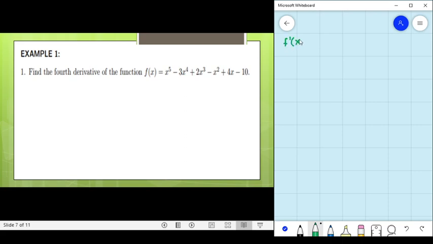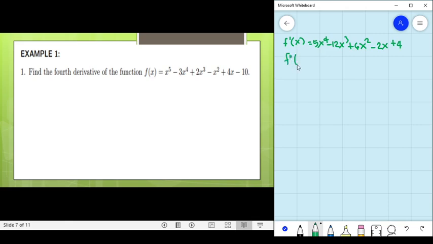So finding the first derivative, it should be the derivative first of x to the fifth, which is 5x to the fourth. Okay, next is the derivative of negative 3x to the fourth, and that would be negative 12x cubed. Next is the derivative of 2x cubed, that would be 6x squared. And the derivative of negative x squared is negative 2x. The derivative of 4x is positive 4. And the derivative of negative 10 is 0. So therefore, this is our first derivative of the function.